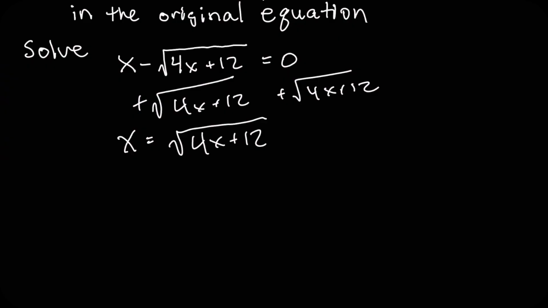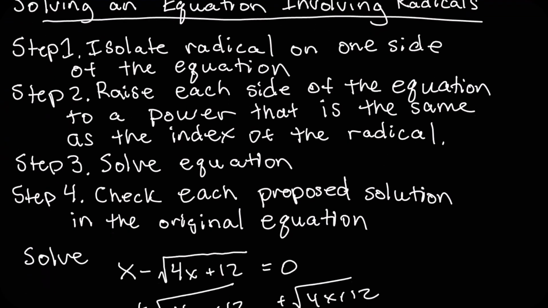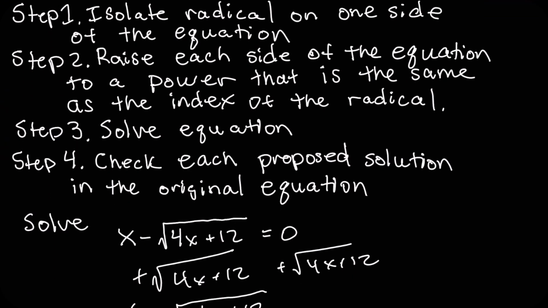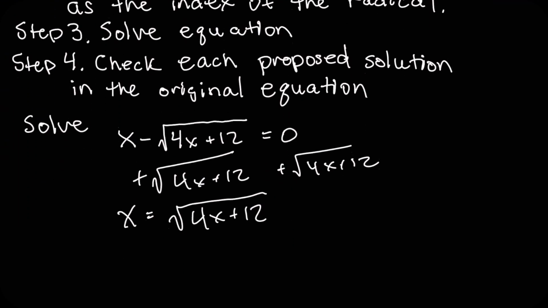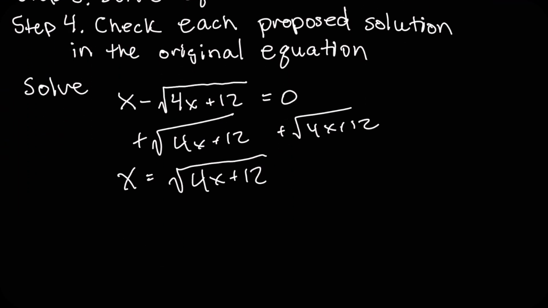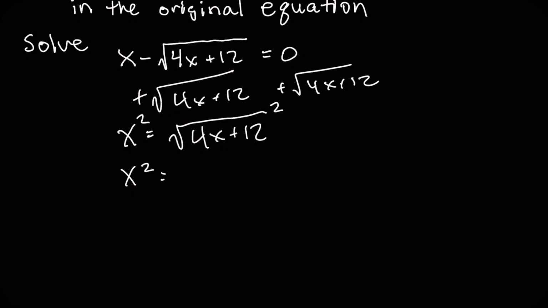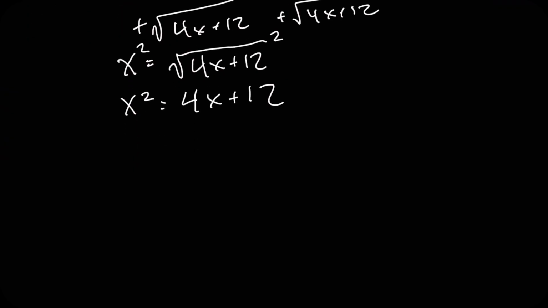and now it's isolated. So what does step 2 say? Raise each side of the equation to a power that is the same as the index of the radical. So one thing is the square root, we actually need to raise it to the second power in order to undo it. So we're left with x squared is equal to 4x plus 12. And now this looks like it's a form that we can easily solve.